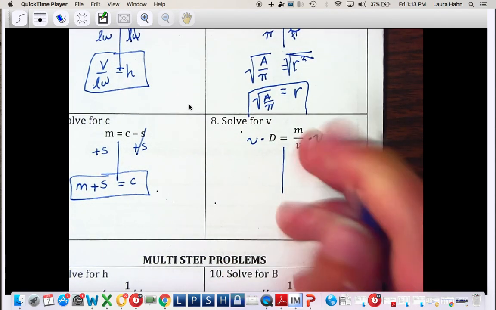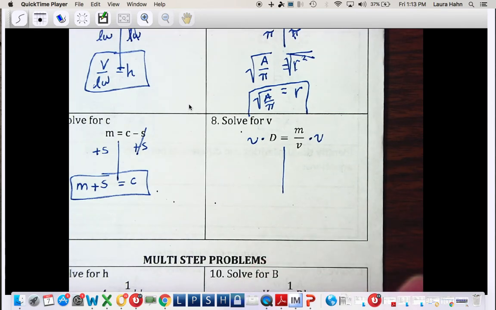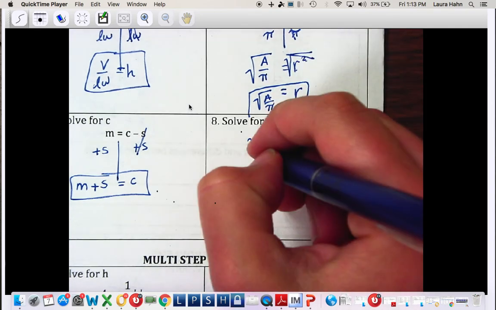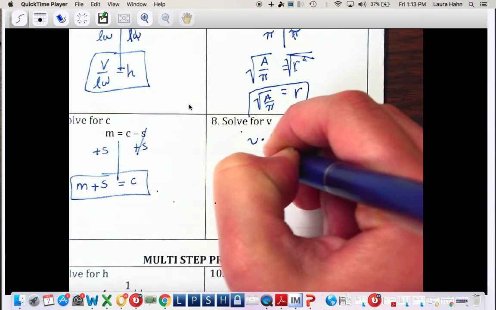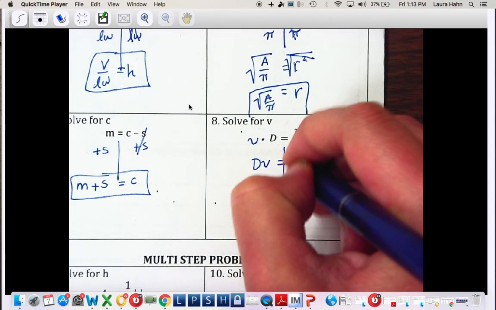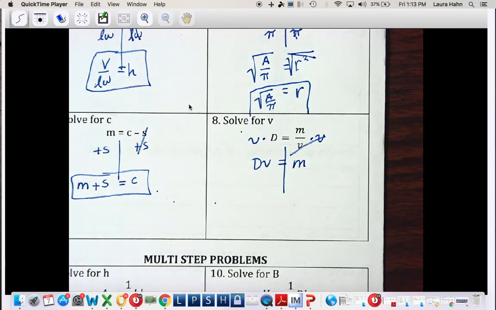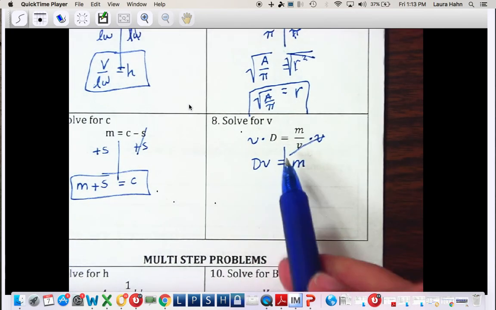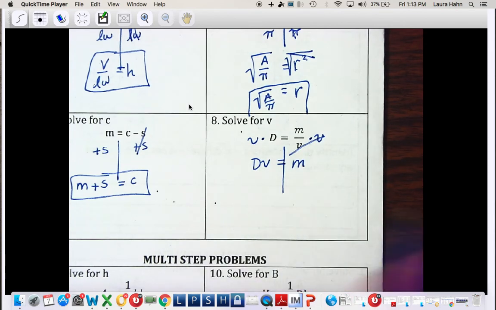Okay, v times d, when you multiply letters, you just put them together. All right, but you want them in alphabetical order. This times v and divide by v cancel, so my m drops down. So remember, we're trying to get v by itself. So now that it's off the bottom, I need to get d away from it.